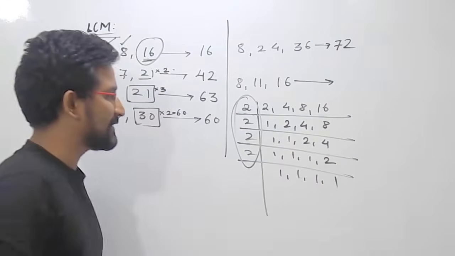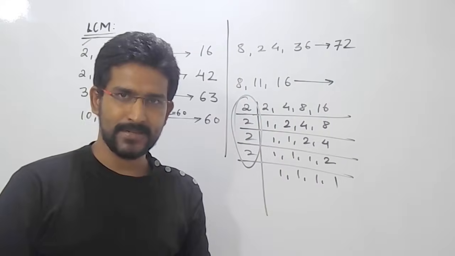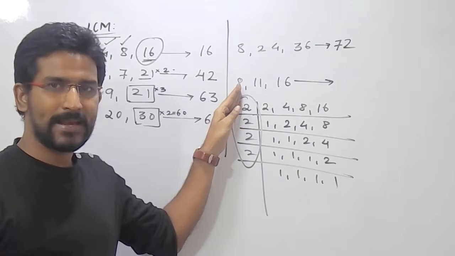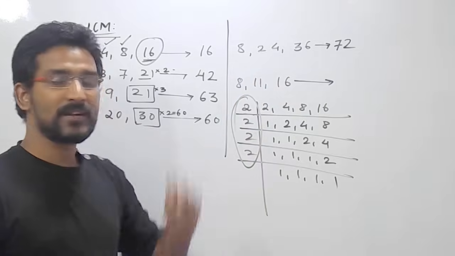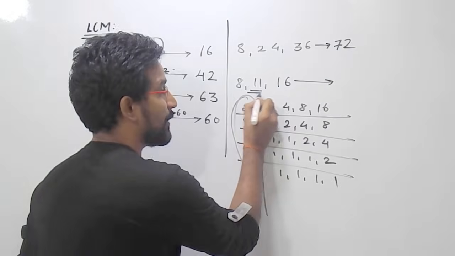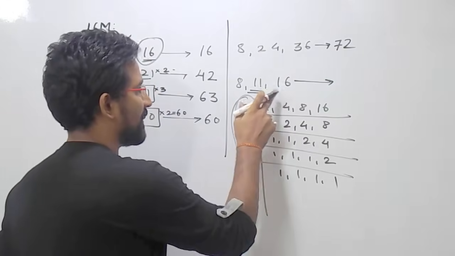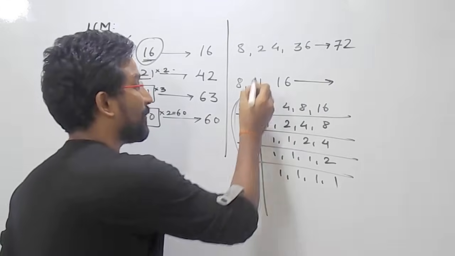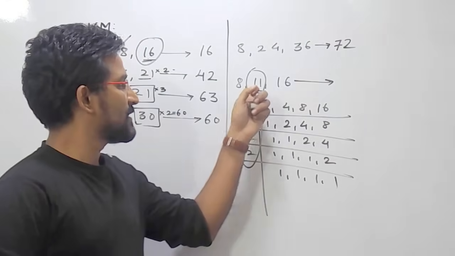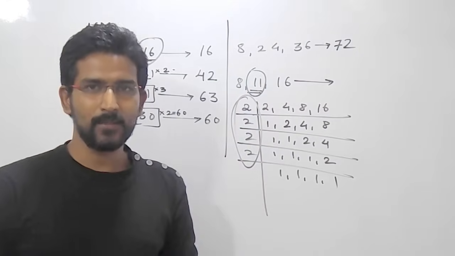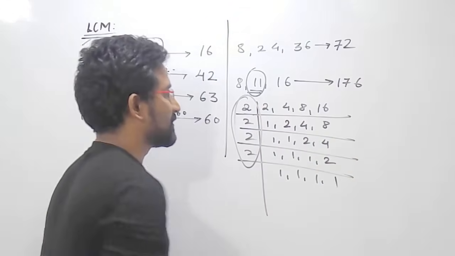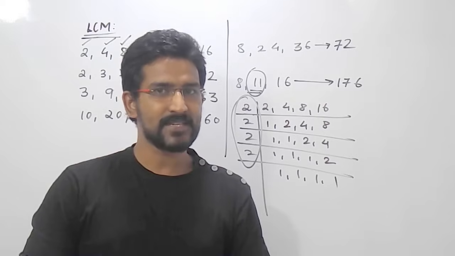Now the last example, that is 8, 11 and 16. The biggest number here is 16. Now 16 is divisible by 8, yes, but 16 is not divisible by 11. Whenever you get this type of case where the remaining number is not a divisor of the biggest number and is a prime number, and here 11 is a prime number, what you have to do is just multiply that prime number with the biggest number. So 11 into 16 is nothing but 176.